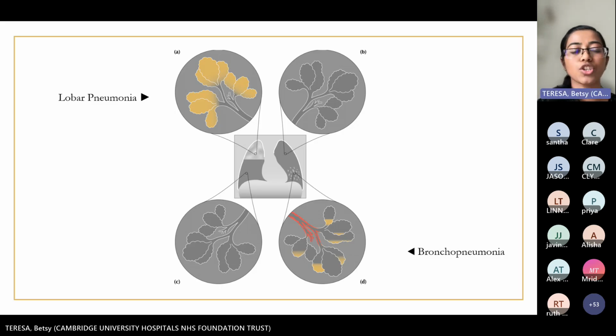This is just a pictorial representation of what lobar pneumonia is and what bronchopneumonia is. In A, you can see the alveoli filled with pus, and that's what we refer to as lobar pneumonia involving the right upper lobe. B and C represent normal lung. Again, in D, you can see some tiny opacities, and you can see that the terminal bronchioles are inflamed. You can see some pus in the alveoli. So bronchitis plus pneumonia is what we call bronchopneumonia. You should remember that the bronchial inflammation predominates here rather than the alveolar inflammation.